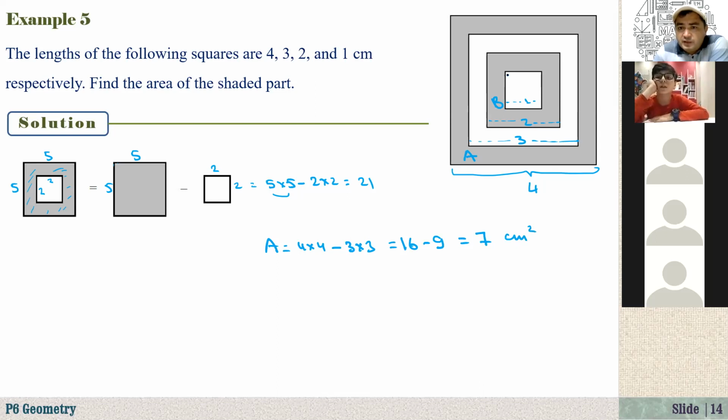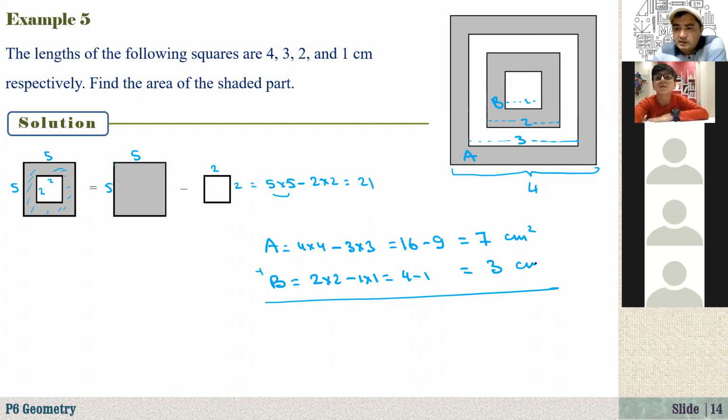And how about part B, the shaded region? Part B is 2 times 2 minus, we are just removing, just cutting away, 1 times 1. So that's equal to 4 minus 1. That's equal to 3. Now together, what is the sum of this area? 7 plus 3, that's equal to 10 square centimeters. So the area of the shaded part is 10 square centimeters.